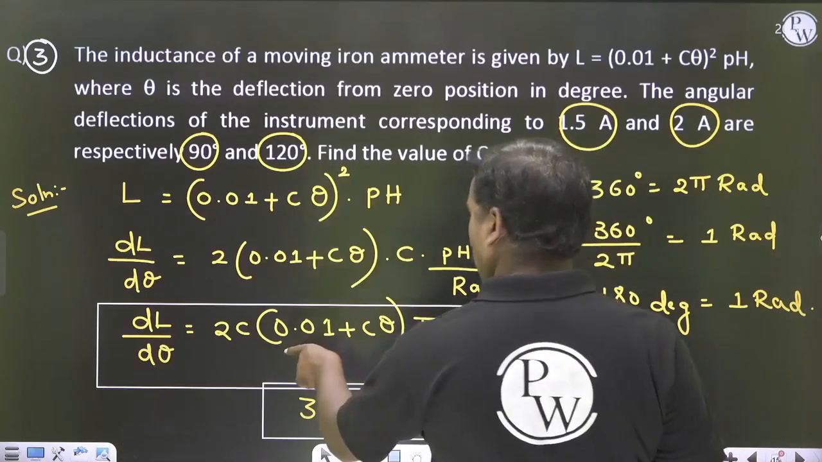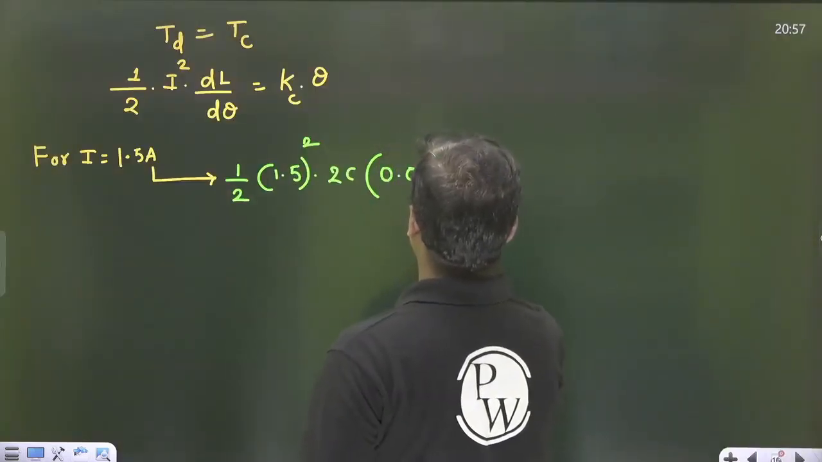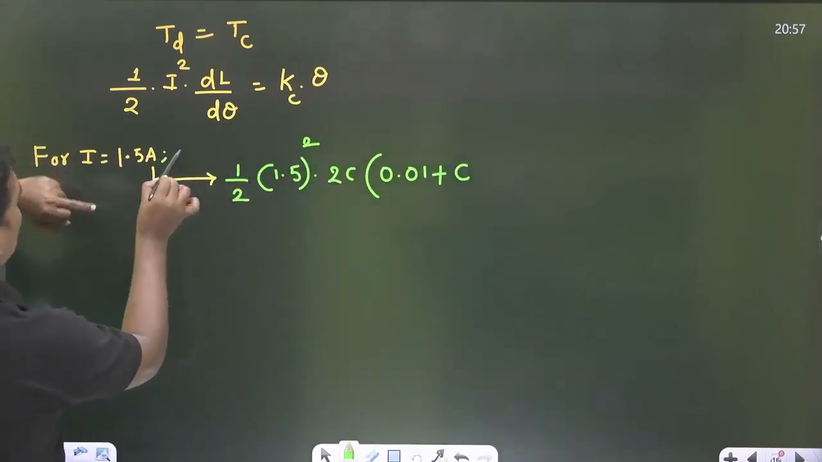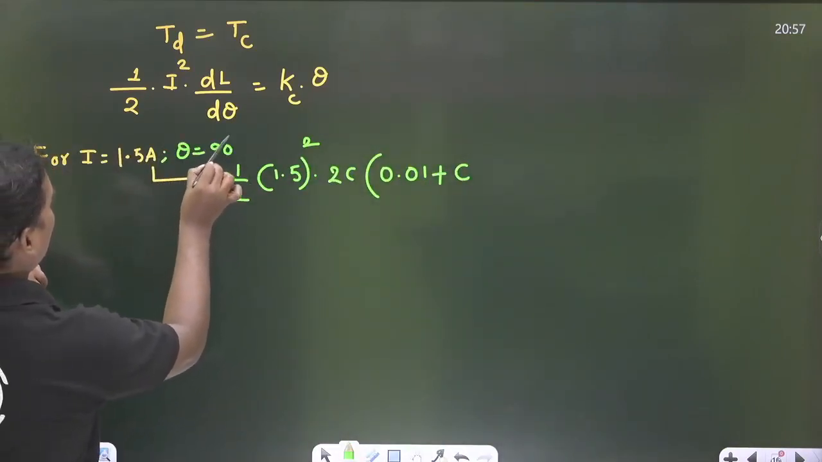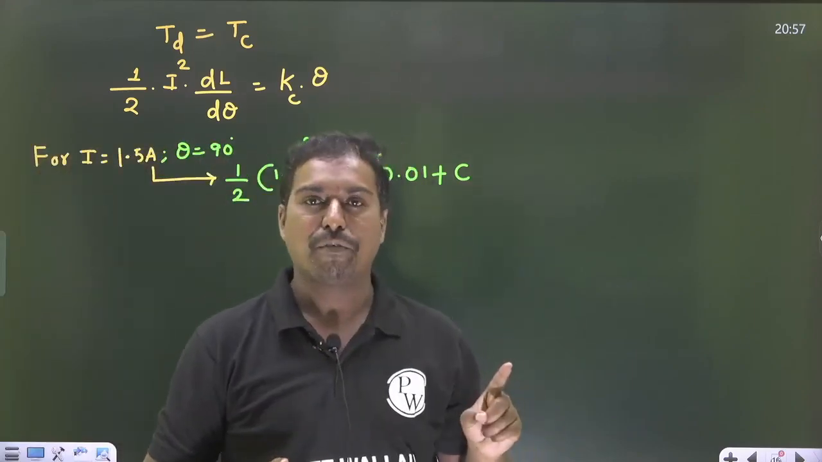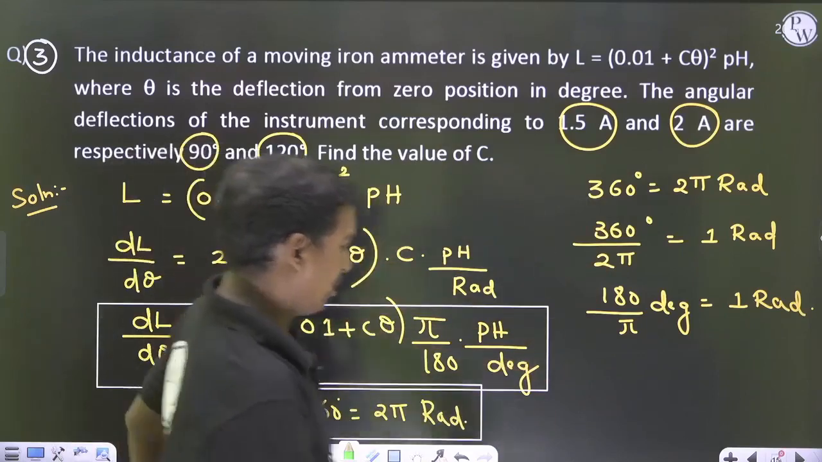Be careful. 0.01 plus C theta. For what is the theta? For 1.5 amperes, how much is theta given? 90 degrees is given. That is the logic. For a current of 1.5 amperes, theta is given in the question as 90 degrees, so substitute that 90 here.